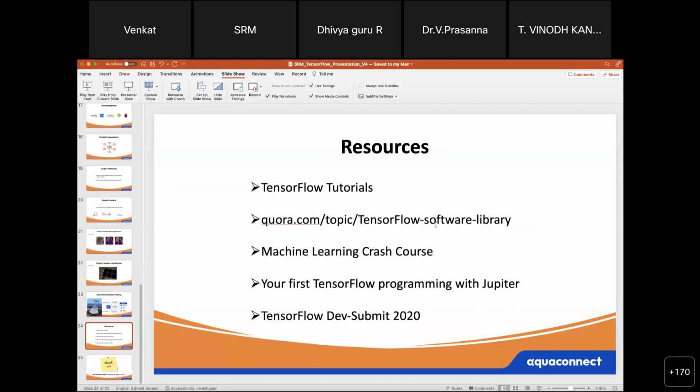And if you want to know more about TensorFlow and see it in action, I would say TensorFlow Dev Summit 2020 is the resource where you need to go and learn more about TensorFlow.